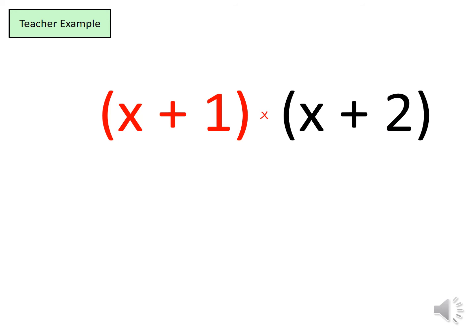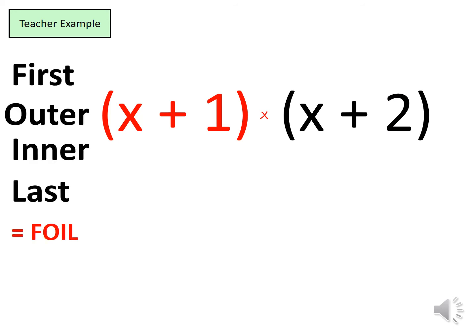Okay, now to do this we're going to follow the method which is called FOIL. Okay, first, outer, inner, last. We're going to follow this method to make sure that we multiply everything in one bracket by everything in the second bracket. Okay, I want you to copy out each step as I go through it please.